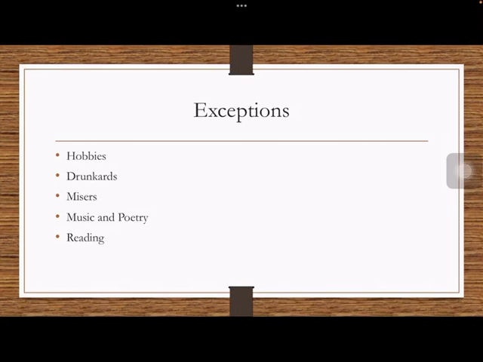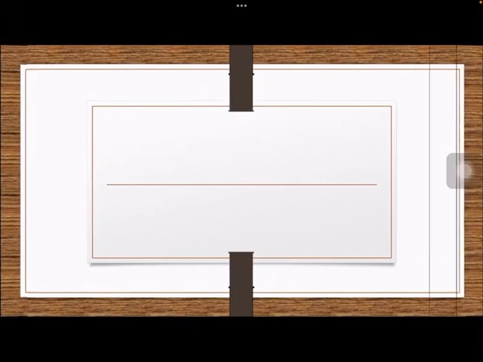So this is all about the law of diminishing marginal utility.